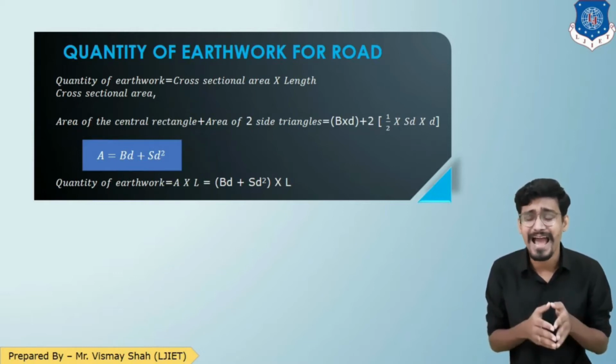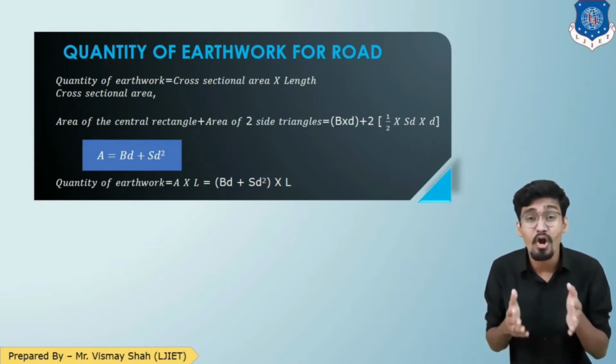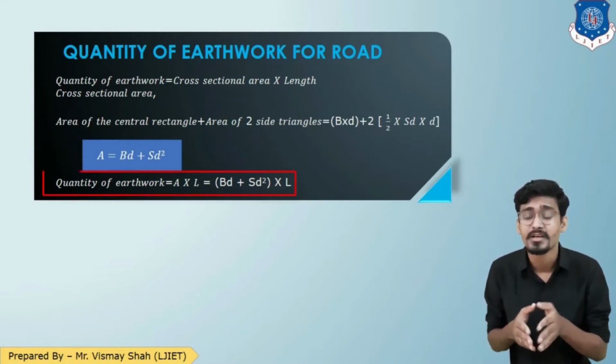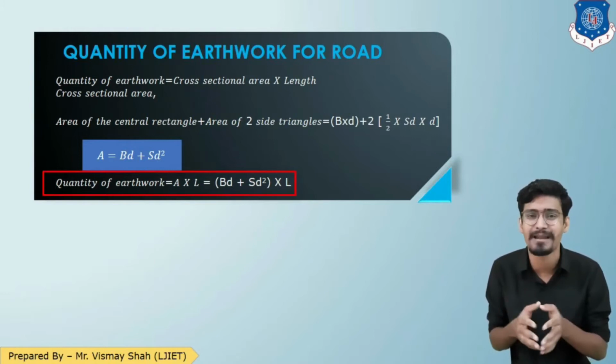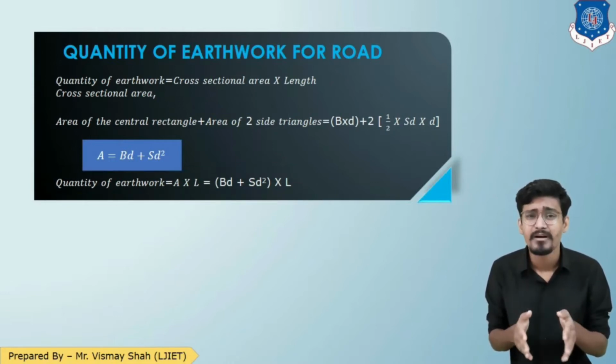Now this is the area. We are going to calculate the quantity. So area into length. So the final quantity will be [BD plus SD square] bracket entirely multiplied with L. That will be our quantity for the road work. Now let us see the different methods for the quantity calculation of the road work.